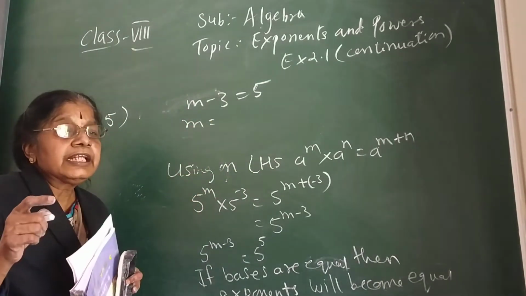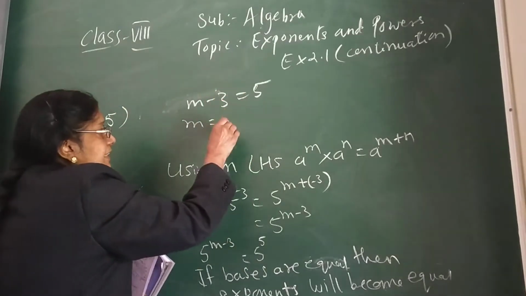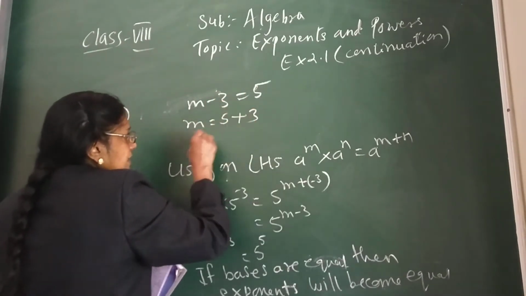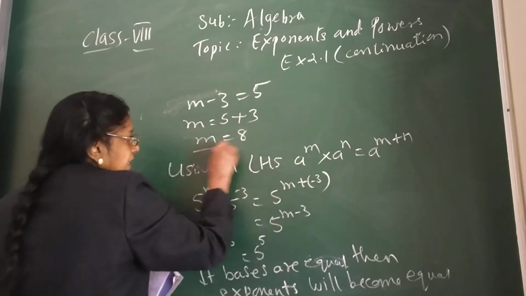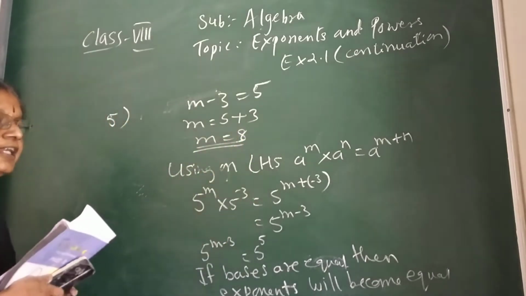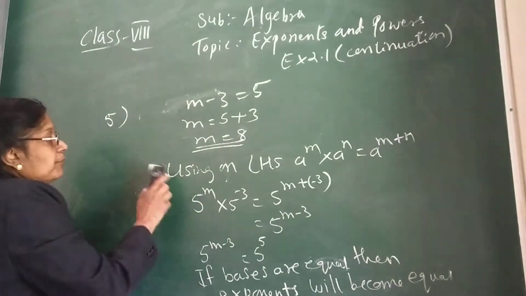This is the linear equation you already solved. Minus 3, if I take it to the other side, will become plus 3. So m is equal to 8. That is the answer to find the value of m. So that is done.